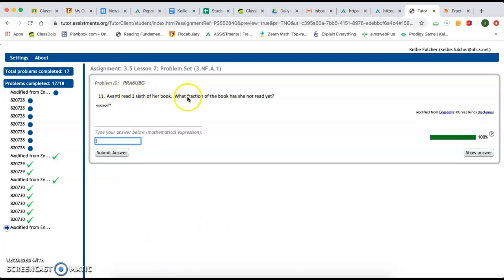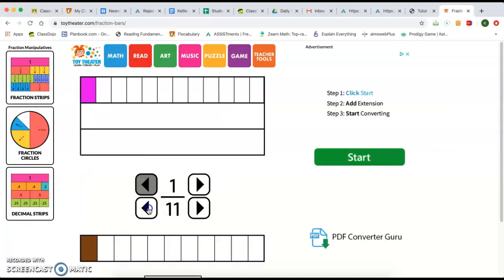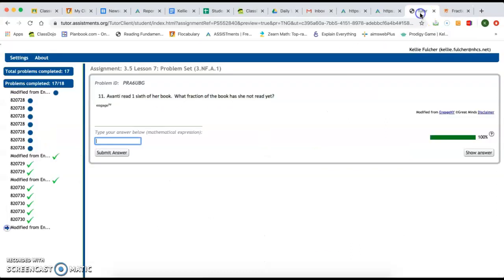Avanti read 1/6 of her book. What fraction of the book has she not read? So here we're going to look at sixths. Let's say that this is the fraction that she read, and the unshaded ones are the fraction that represents how much she has not read. So she has not read 1, 2, 3, 4, 5 out of a total of 6. So she has not read 5/6 of her book.